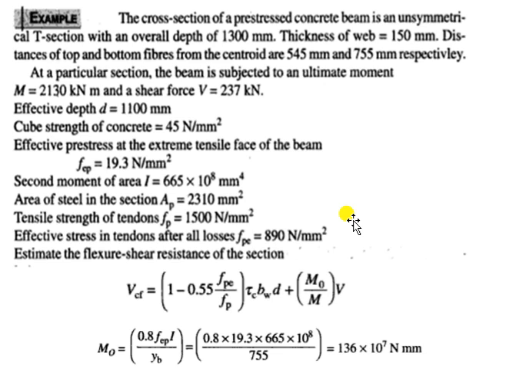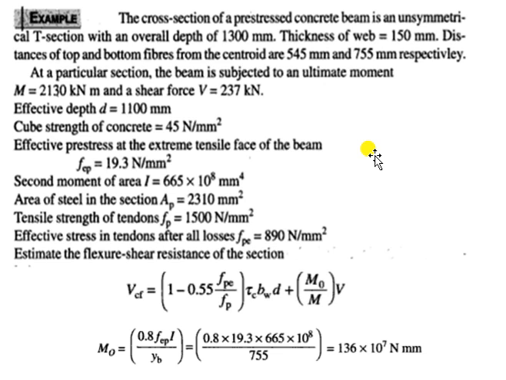At a particular section, the beam is subjected to an ultimate moment M of 2130 kilonewton meter and shear force of 237 kilonewton. Effective depth is 1100 mm. Cube strength of the concrete is 45 Newton per millimeter square. Effective prestress at the extreme tensile face of the beam, that is FCP, is equal to 19.3 Newton per mm square. Second moment of area, that is I, is 665 into 10 to the power of 8 millimeter to the power 4.